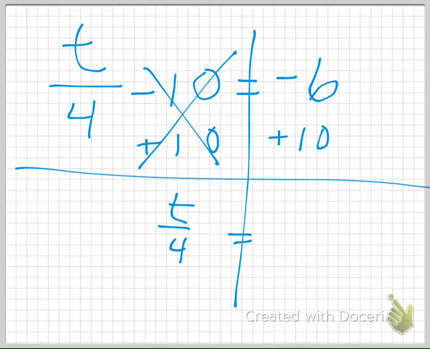Oh, 4. Wait, no. It is. Negative 6 plus 10 is 4. Right? Think. If I have 6 negative poker chips on the table, and I have 10 positive poker chips, when I get rid of the pairs, what's that leave me with on the table? There's 4 positive poker chips on the table. Right? Negative 6 plus 10 is 4. What did you get? You didn't get 4.